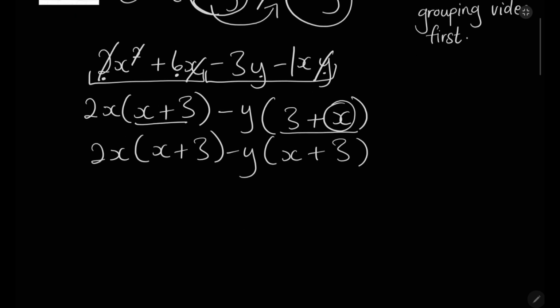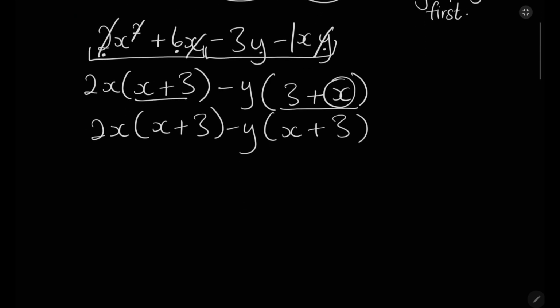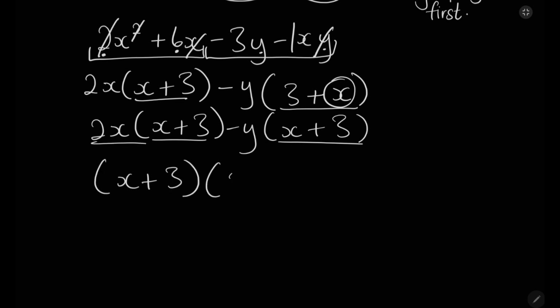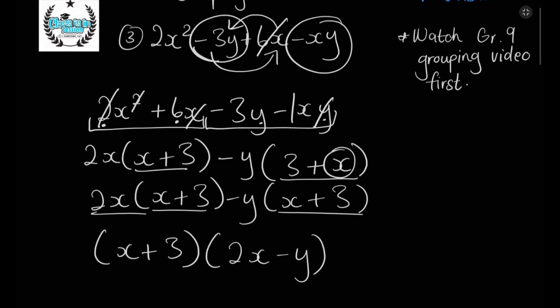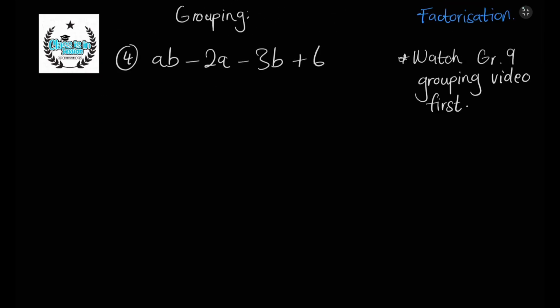You don't really need to show this step, but I think it's better because you see things a bit more clearer. Now we do have a common bracket that's very clear to us. We'll write down x plus 3 in the first bracket, then 2x minus y in the second bracket. I hope that you guys understand. You can always rewind this video and rewatch this part. Let's move to the fourth example.